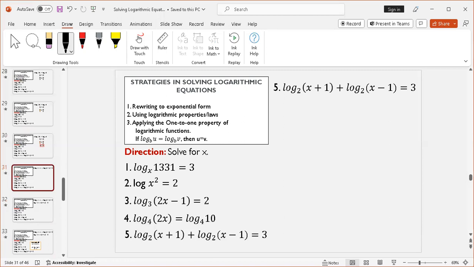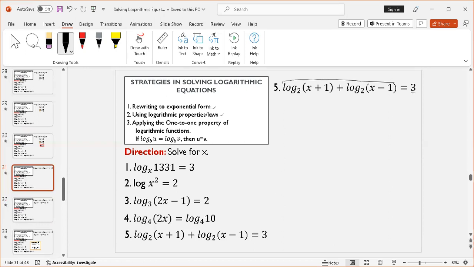Hindi pwede yung strategy number 3 kasi meron tayong naihiwalay na constant term. Okay? Hindi naman natin mata-transform sa exponential form. So try natin gamitan ng properties or laws of logarithm. So look at the left side of this equation. Ano kayang property or law yung applicable dyan?